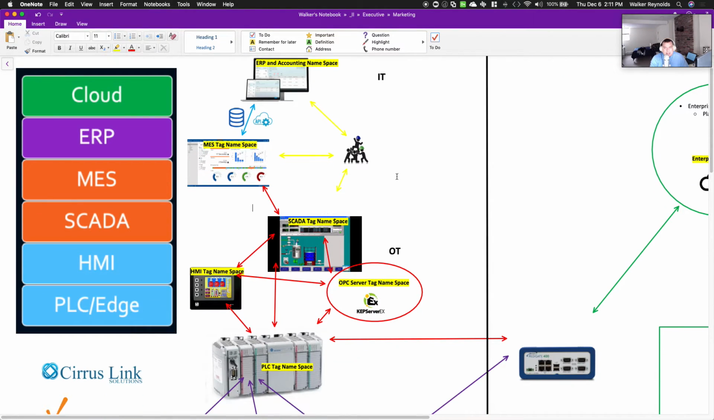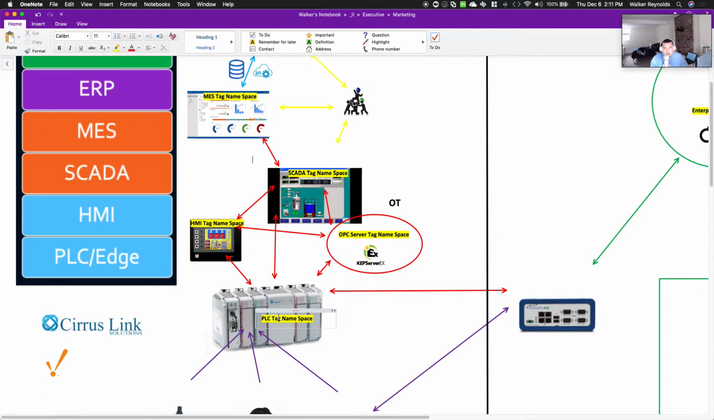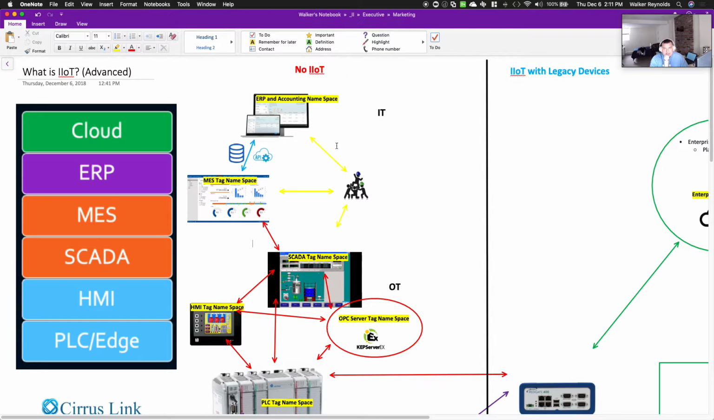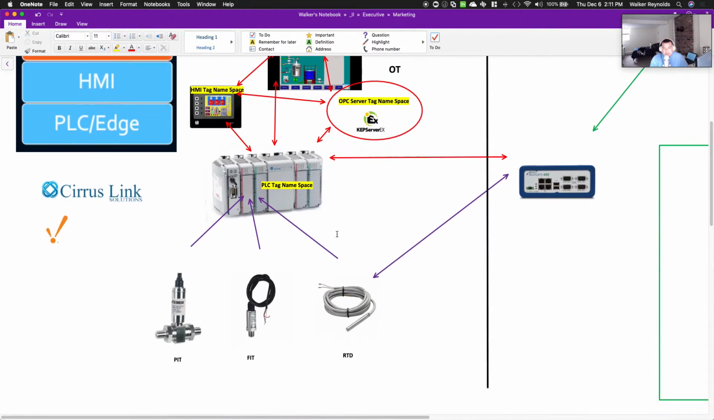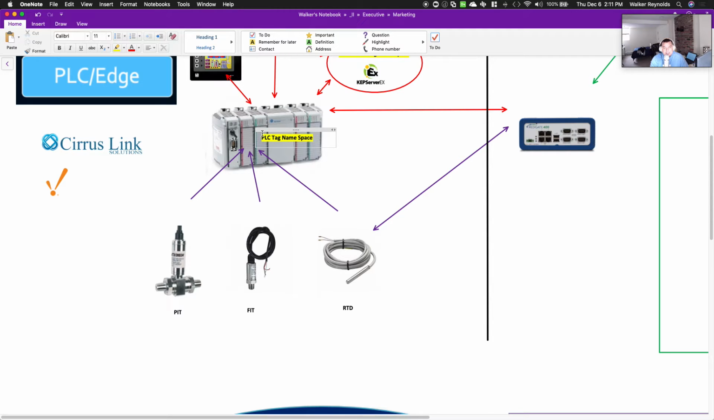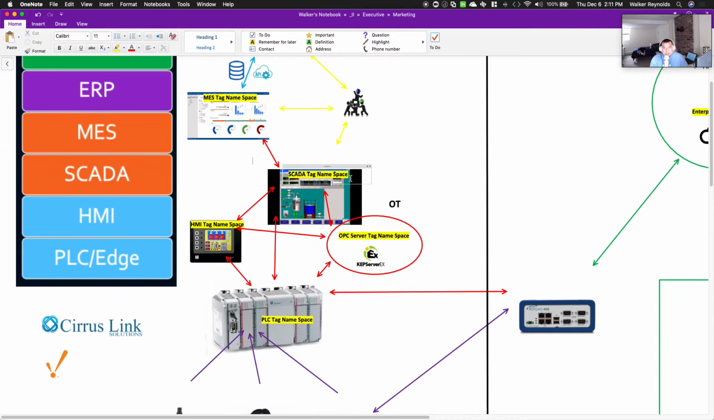But again, remember, everywhere here, ignore the yellow arrows because those are people. Everywhere you see an arrow on this side, on the no IIoT side, is money. That is a place where you've got to pay for engineering. And every time you add a new PLC in the field or add a new instrument, you've got to pay for engineering at all those layers.